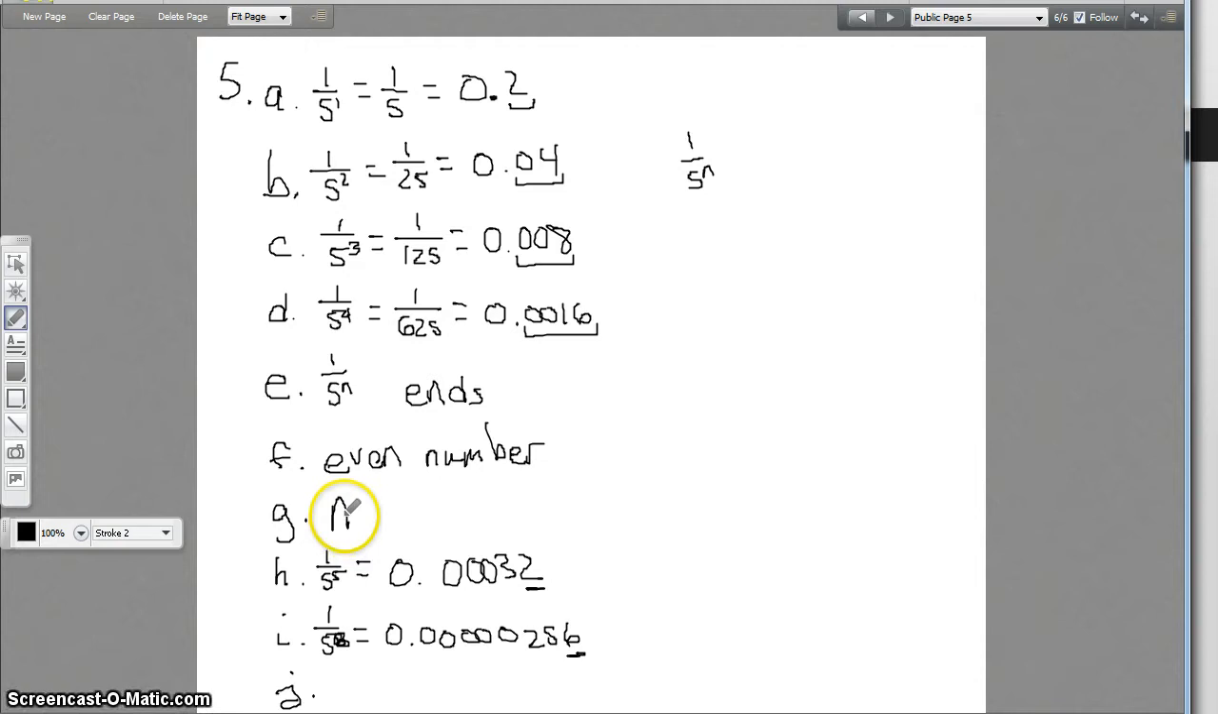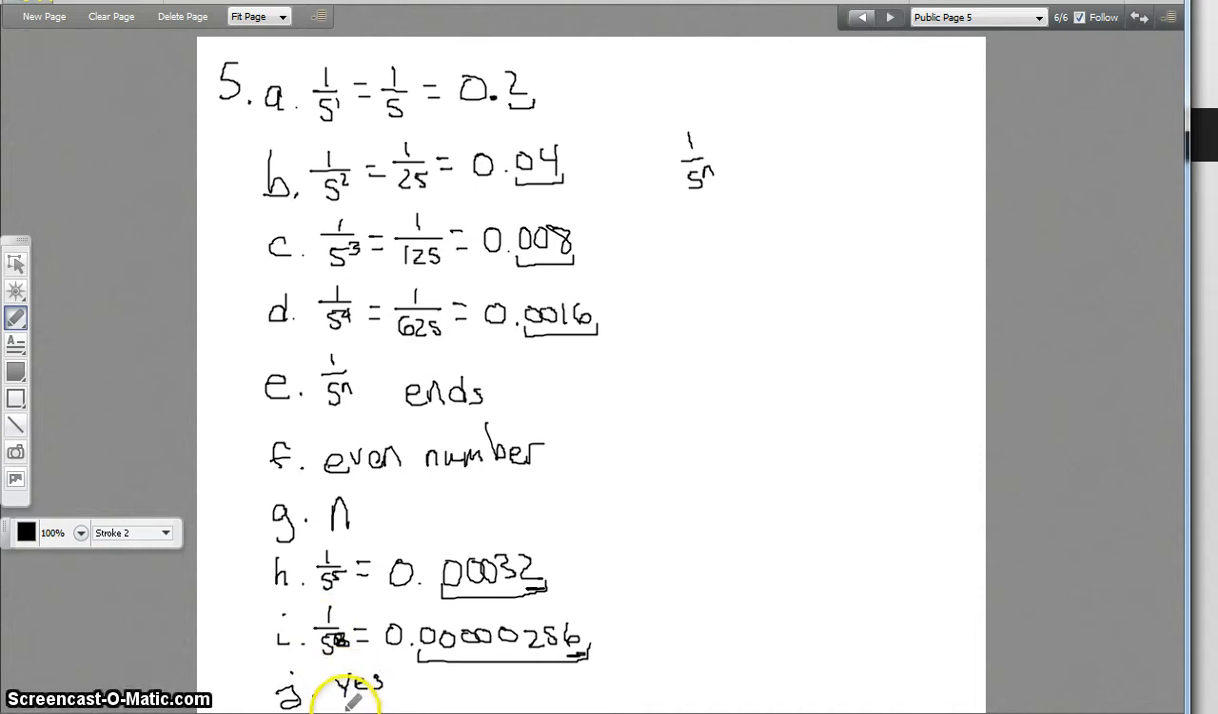And then question number G asked, how many digits are we going to have in our answer? And we have 5 digits here when it's 5 to the 5th. And we have 8 digits here where it's 5 to the 8th. So yeah, whatever the power is that we raise 5 to, that's how many digits there are. So I'm going to say yes.